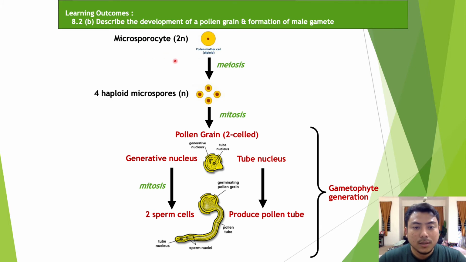So this microsporocyte, okay, after meiosis, it will form the four haploid spores. Okay, so then it will form the pollen grain. So from the pollen grain, it will have the generative nucleus, and it will also have the tube nucleus. The tube nucleus will produce the pollen tube, i.e., this hollow structure, and the generative nucleus will undergo mitosis to form two sperm cells. So this is actually a summary of what happens in terms of the development of male gametophyte. So this is the gametophyte generation.